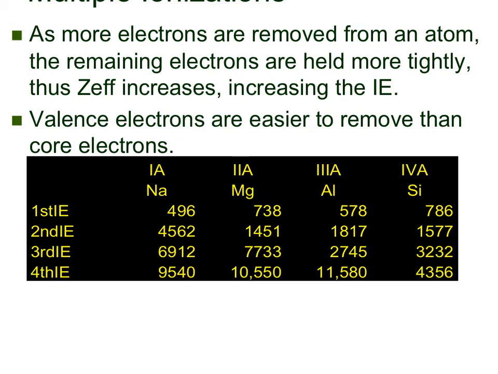But if I look at this, let's see if I can change that color. Sure, we'll try yellow. So look at sodium. Sodium's first ionization energy is 496. Look at the second ionization energy of sodium. It goes from 496 to 4,562. That's a huge jump. That means that sodium is really only going to lose a single electron. It requires too much energy to remove that next electron.